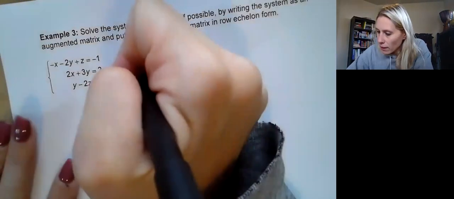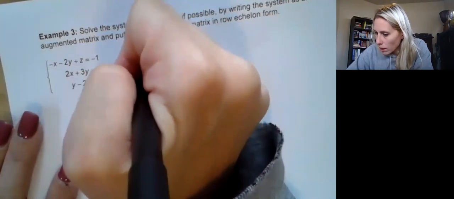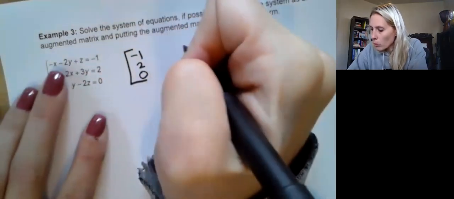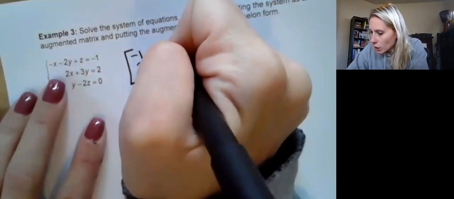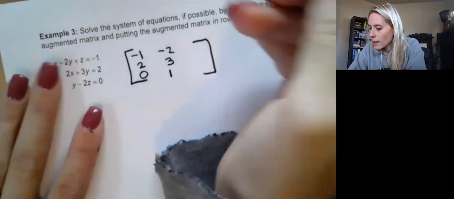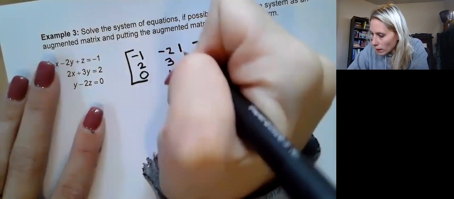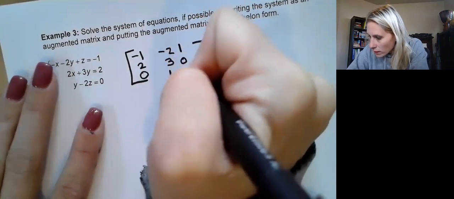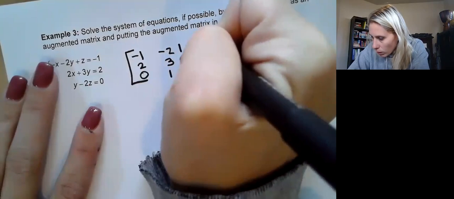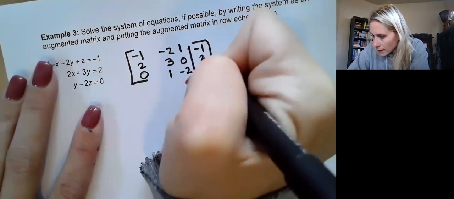So let's look at our x's. I have a -1, a 2, and a 0. Then I look at my y's. I have a -2, 3, 1. Then I look at my z's. I have a 1, 0, -2. Then my equals, right? -1, 2, and 0. So you got to be careful with those zeros.